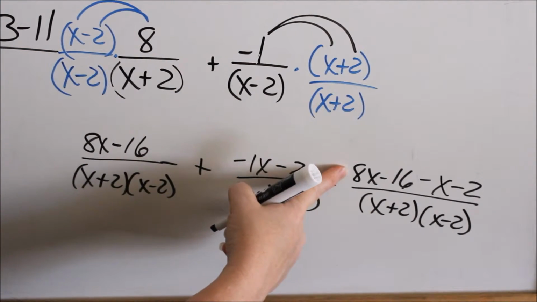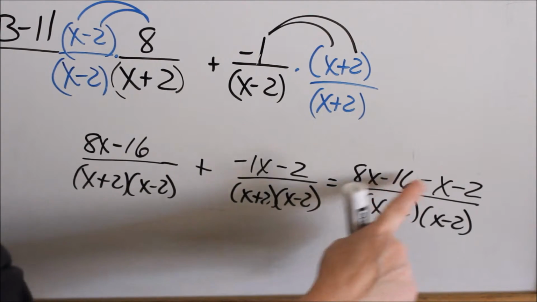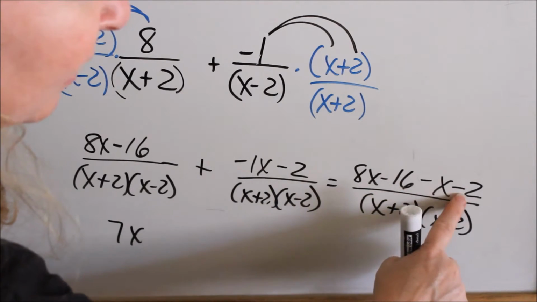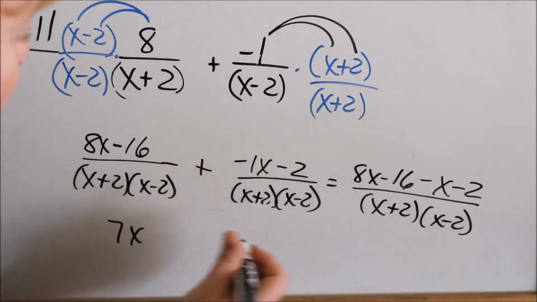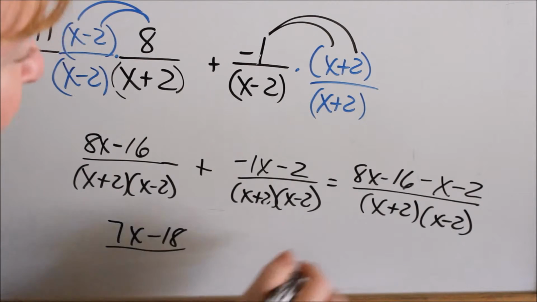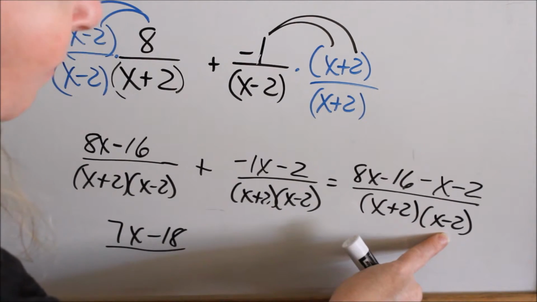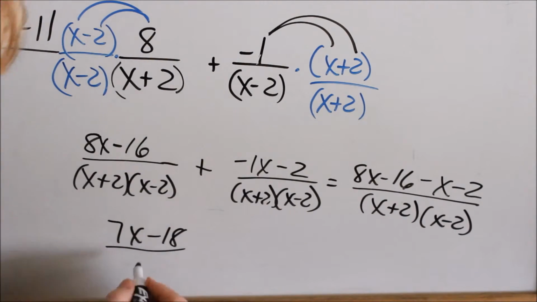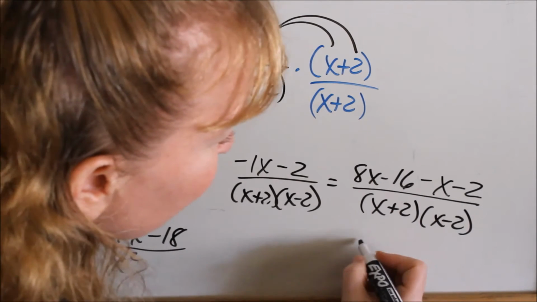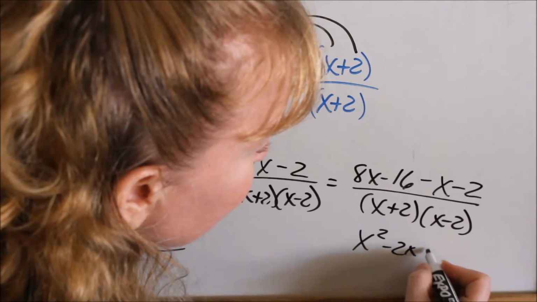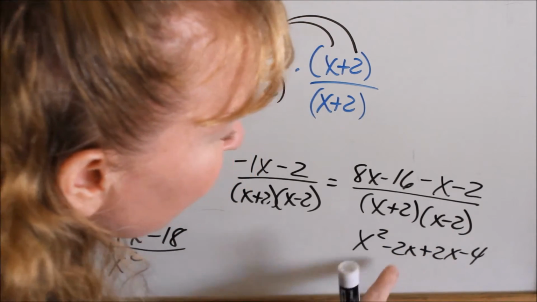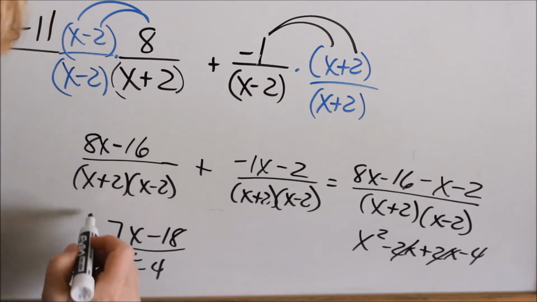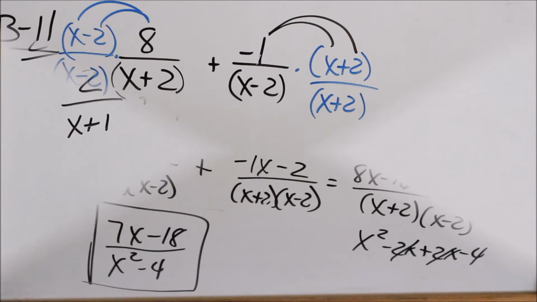Now let's look to see if we can combine anything in the numerator. I can combine my x's. 8x minus x is a 7x, a negative 16 and negative 2. In debt 16, in debt 2 more, so I'm in debt 18. I'm going to go ahead and FOIL this out because the book has it FOILed out. So x plus 2 times x minus 2, when you FOIL it out, you're going to get x squared, I'm going to do it over here for you, x squared minus 2x plus 2x minus 4. Your minus 2x, your plus 2x cancels, and you're left with x squared minus 4. And so that would be your final answer.